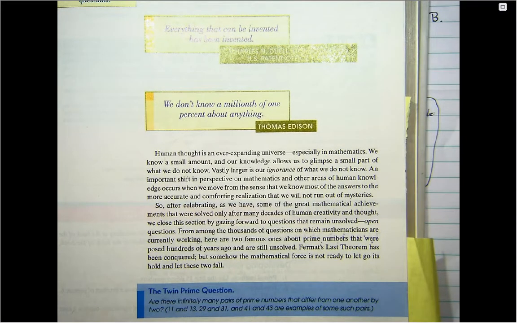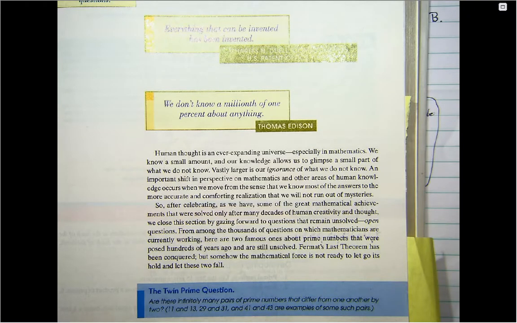So what we see next is the twin prime question. The twin prime question says, are there infinitely many pairs of prime numbers that differ from one another by 2? For example, 11 and 13, 29 and 31, 41 and 43 are examples of twin primes. So those are two primes that differ from one another by 2. Are there more? Well, there are more, but are there infinitely many more pairs of twin primes?